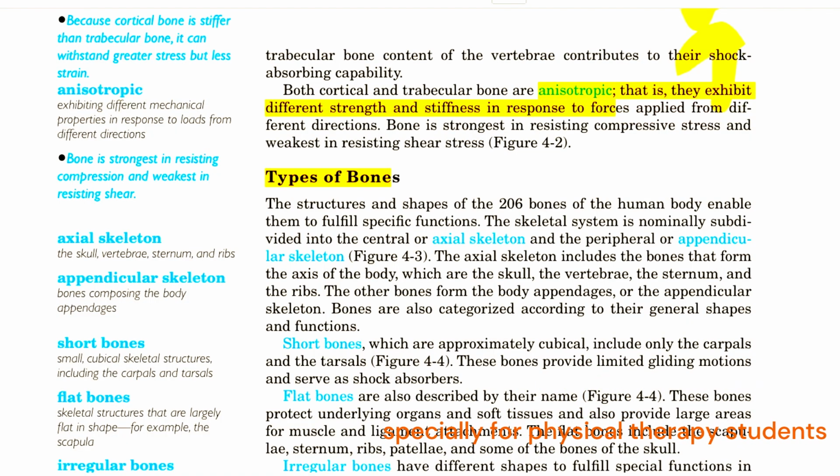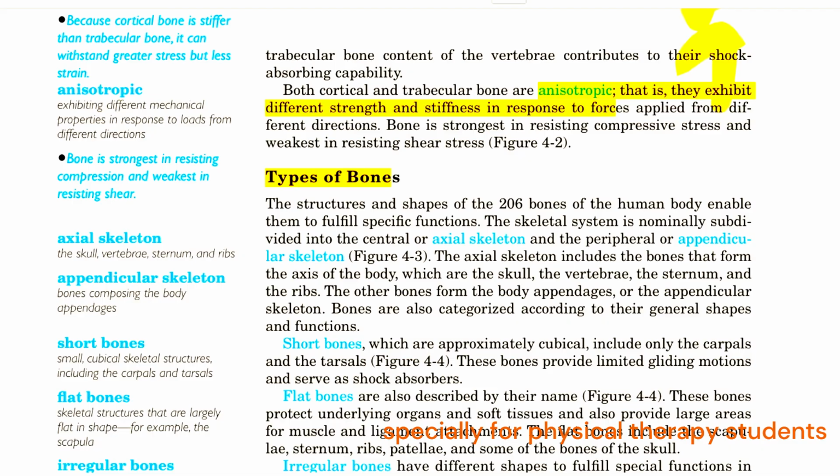Everyone, hey, I'm back with another video lecture, and today we're going to discuss the types of bones. Majorly, as you know, your body is made up of 206 bones as an adult.